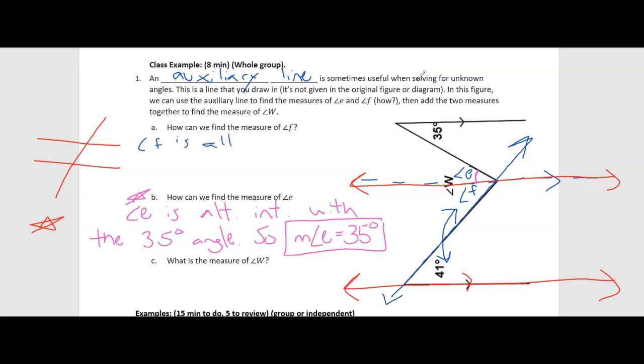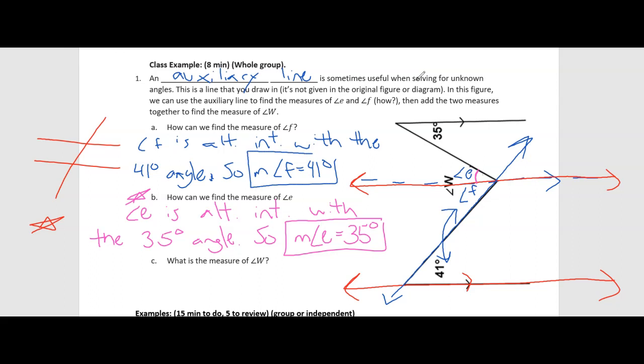Angle F is alternate interior with the 41-degree angle. And if alternate interior angles are congruent, well, that's going to tell us that the measurement of angle F equals 41 degrees. So we figured out angle E and angle F. Now, does that let us figure out angle W?